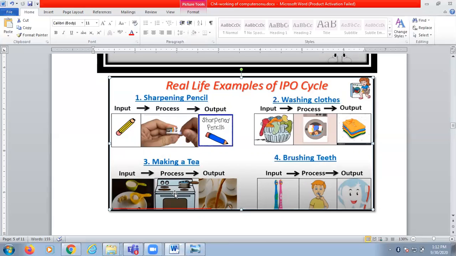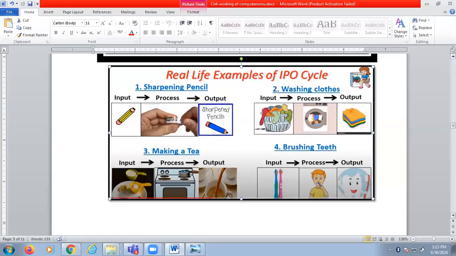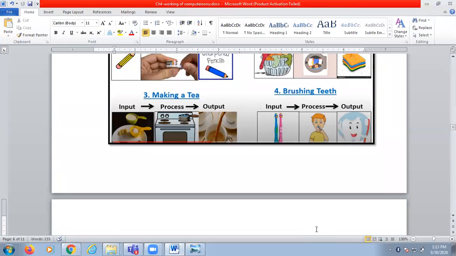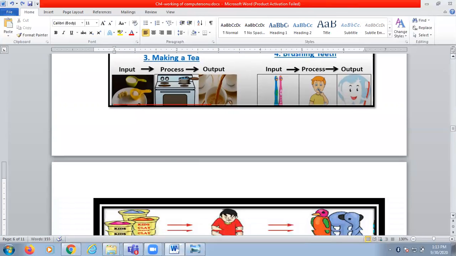Okay, what would be the process? My using of my gas is my processing. And what would be the output? The output would be the tea that is being prepared. Is it okay to everyone? I hope it is okay. Let us take one more example, that is brushing my teeth. So what would be the input? Your brush? Yes or no? The process would be your teeth being cleaned by your brush and output would be your cleaned teeth.